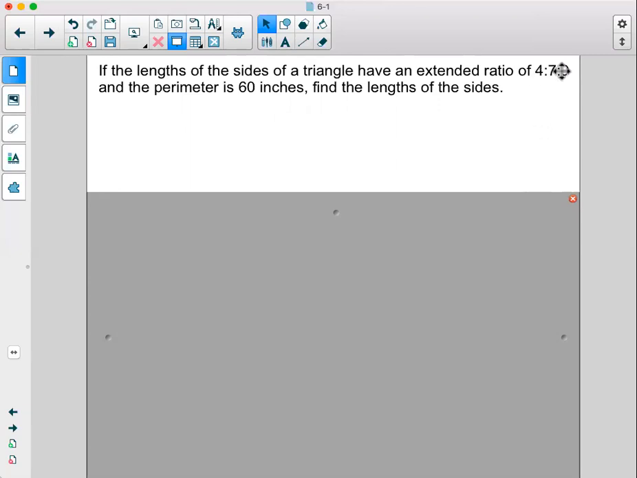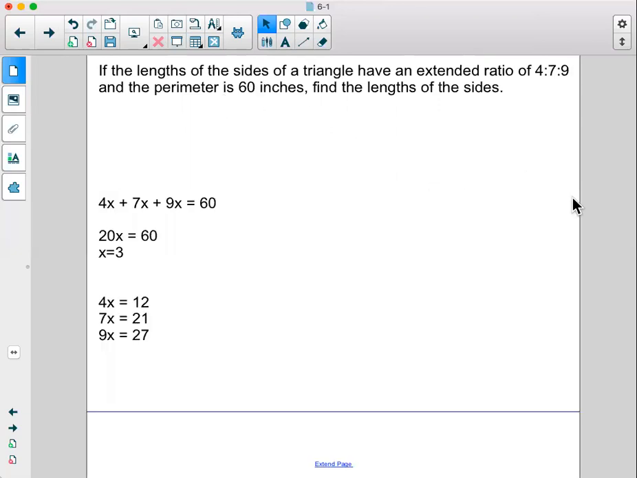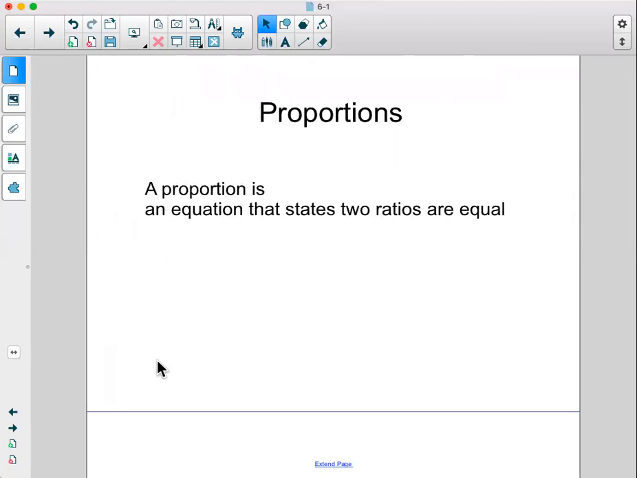If this triangle has an extended ratio for its three sides of 4 to 7 to 9, then 4x, 7x, and 9x could be the algebraic expressions for those sides. And if their perimeter is 60, they'd all add up to 60. So I'd have my equation, I could solve for x and plug it in to find out my side lengths.